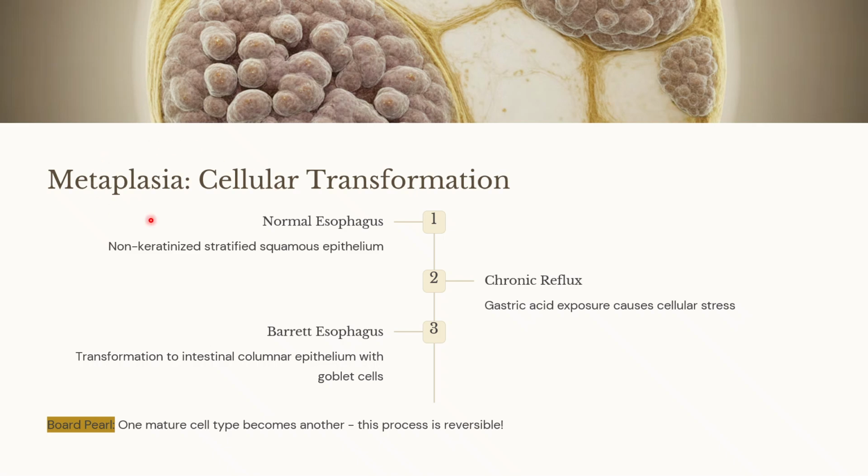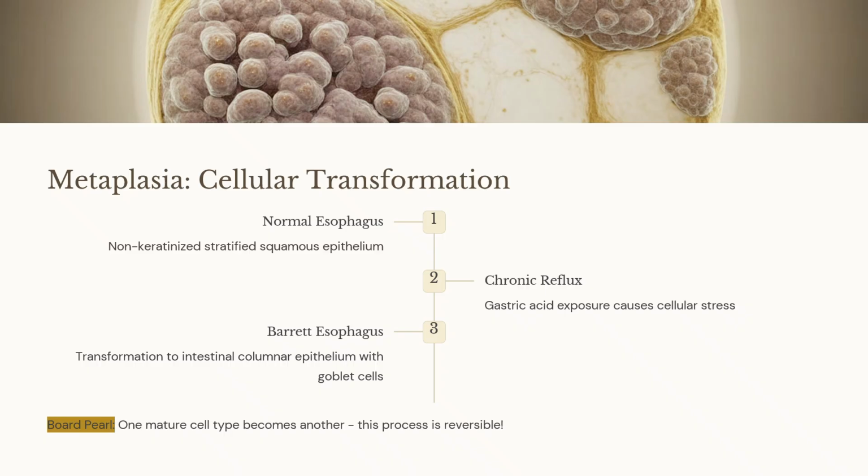What about metaplasia? Metaplasia is cellular transformation and it has nothing to do with metastasis or cancer. The normal esophagus is squamous epithelium. How will it be? It is non-keratinized, but it is a stratified squamous epithelium.